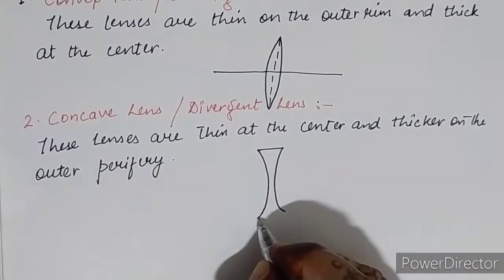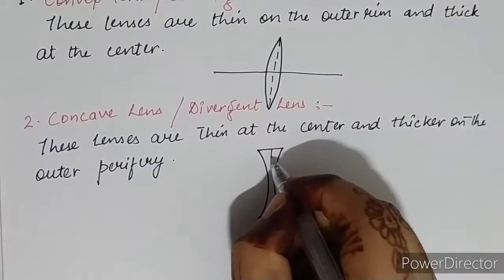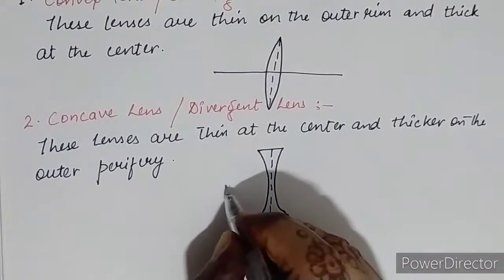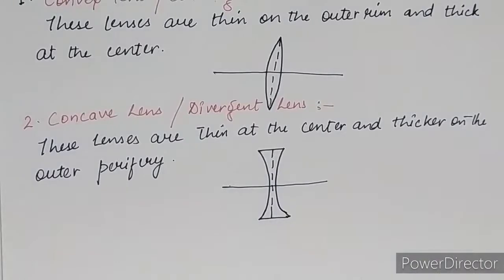Even you know about this, you have studied it in your 10th standard as well. Why am I drawing a line from the center? Because it is the combination of two surfaces. So now look over here in this diagram. It is thicker at the outer periphery and thinner at the center.